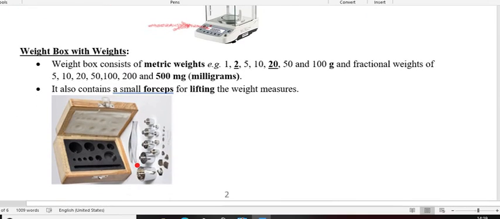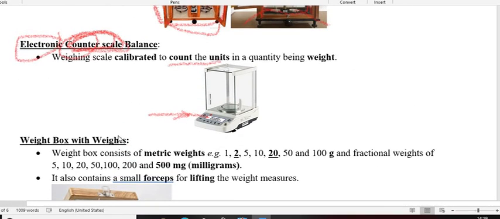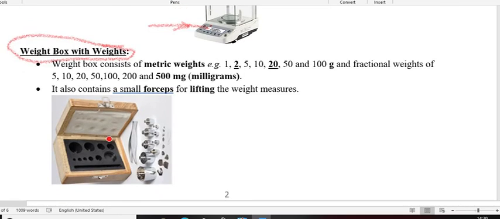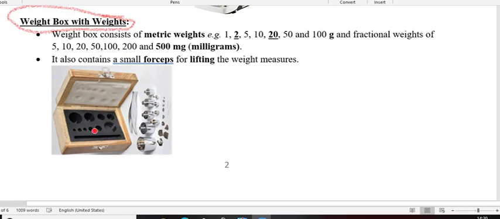Next is the weight box, very important, because in the analytical balance as well as in the pillar balance we have to have the weight box. Also, for the calibration of the electronic balance we have to have the weight box and weights. This weight box is made up of wood.